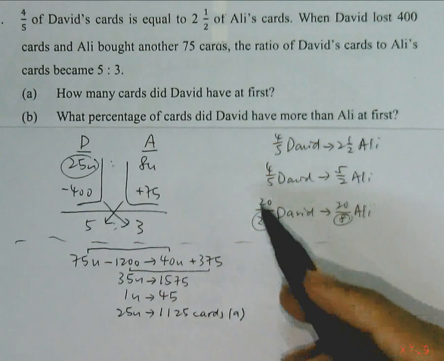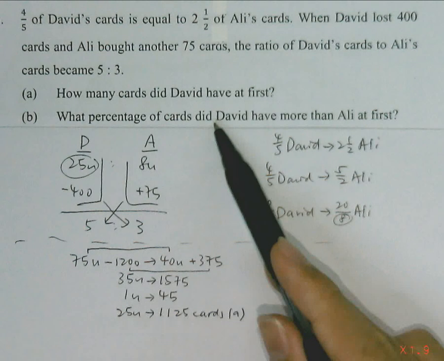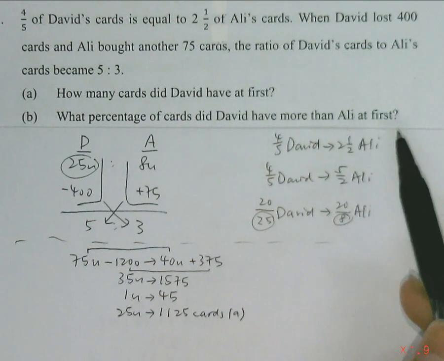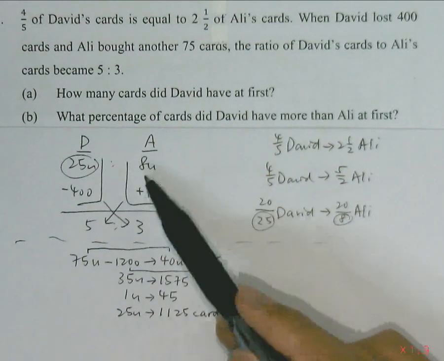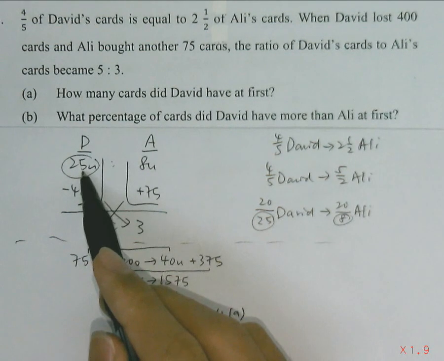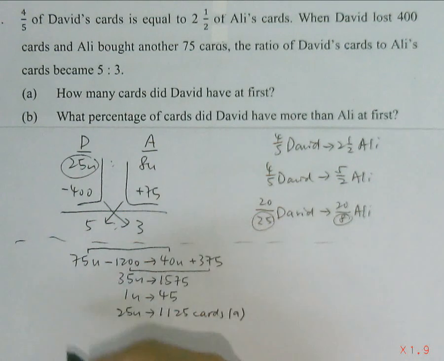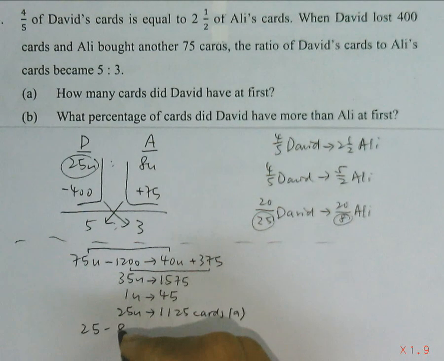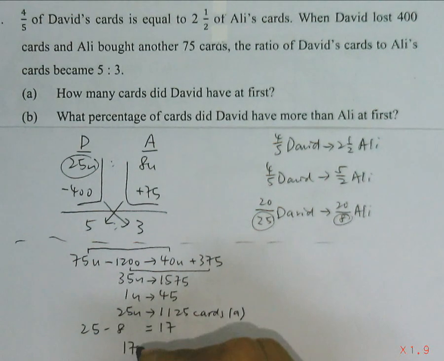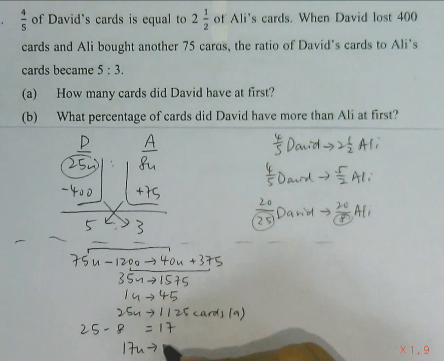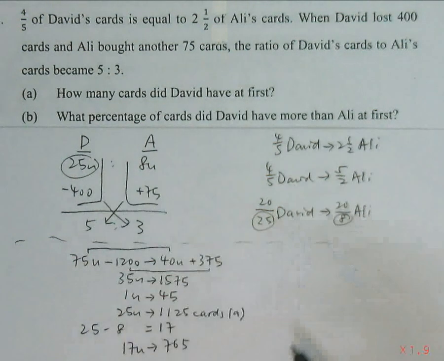Okay, now part B asks what percentage of cards did David have more than Ali at first. So firstly, we will find the difference between David and Ali at first. David had 25 units and Ali had 8 units. So the difference will be 25 subtracting off 8, giving us 17. So we are interested to find 17 units, and that will be 45 times 17, giving us 765. This is the difference in the number of cards that David and Ali had at first.